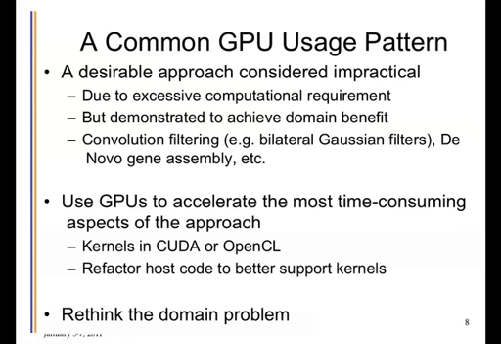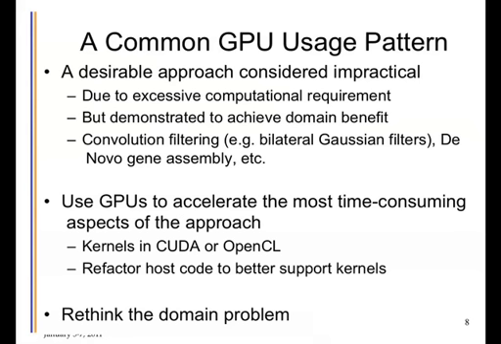Two quick examples are convolutional filtering, from a image and video processing point of view, or de novo gene assembly from a genomics point of view. If you ask someone in that field, they will say those things are too expensive. And then you will see a GPU Computing Gems article saying, no, no, it's not too expensive. After you implement it, you can get this kind of performance.